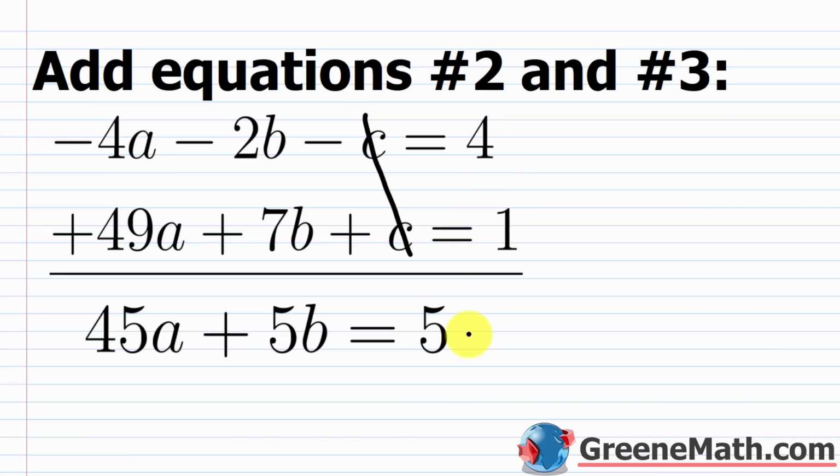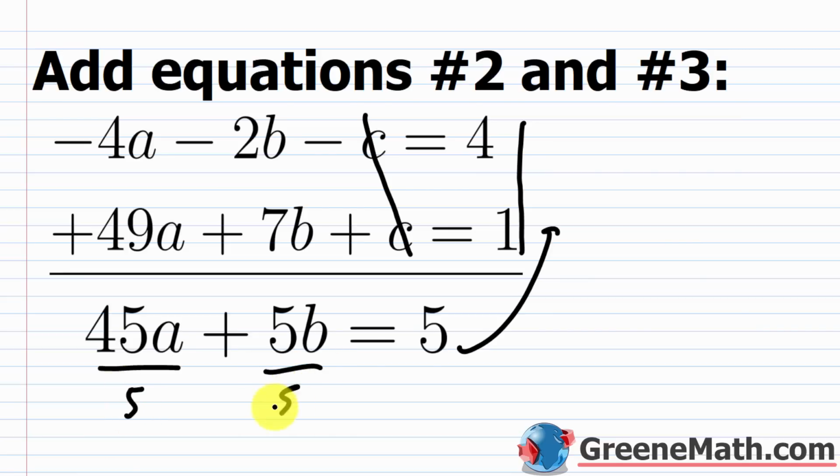Now again, I would simplify this. Let me drag this up here. Let me put a little border. Let's say that if we divide everything here by 5, just so we're working with smaller numbers, 45 over 5 is 9. We write this as equation 5, so this would be 9a plus 5 over 5 is 1, so this is b here, and this equals 5 over 5 is 1. So equation 5, that would be 9a plus b equals 1.